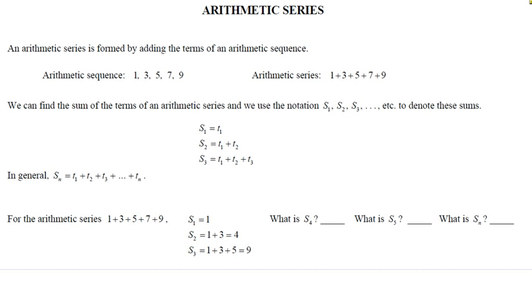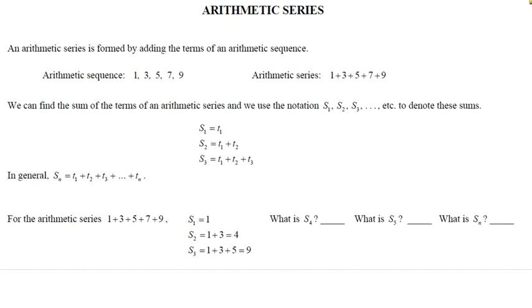We can find the sum of the terms of an arithmetic series, and we use a notation, S sub 1. So the sum of one term of the series. S sub 2, the sum of two terms. S sub 3, the sum of three terms, right? So S1 is equal to T1. S2 is T1 plus T2. S3 is T1 plus T2 plus T3, and so on. In general, S sub n will be the sum of n terms of a series.